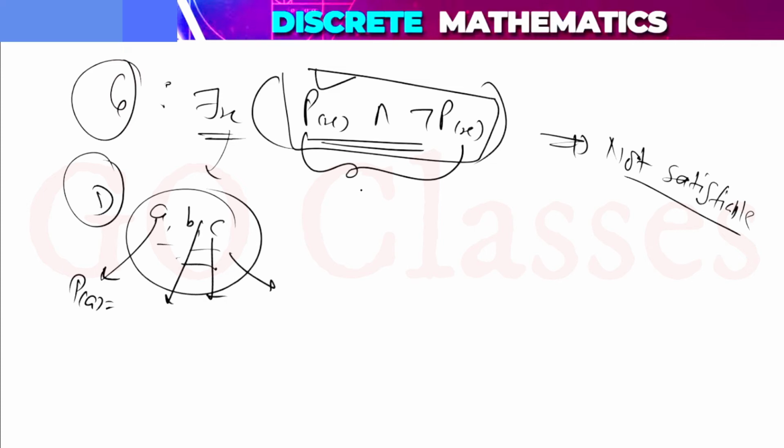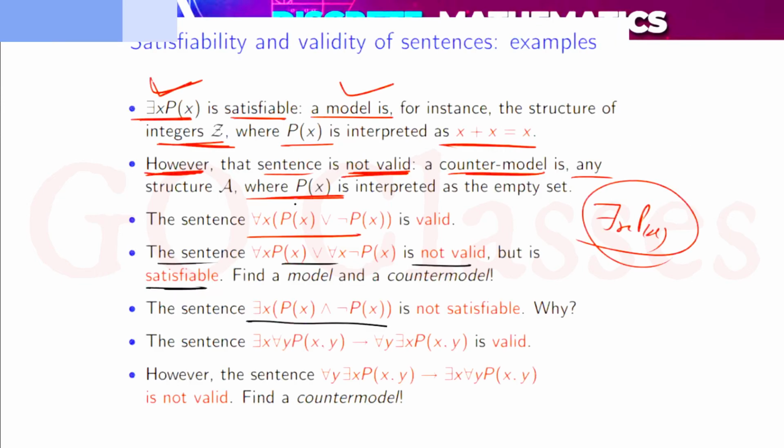So hence I can say that for this formula G there does not exist a model. Hence I can say this is not satisfiable. There does not exist a model. This is a very simple thing that you can see. So you can see this sentence is not satisfiable. Now remaining things you can see.